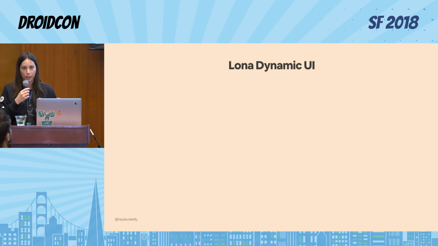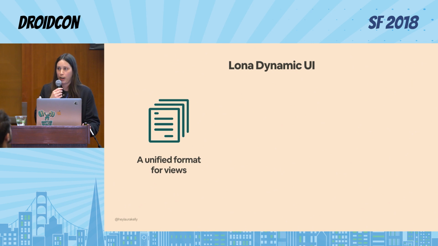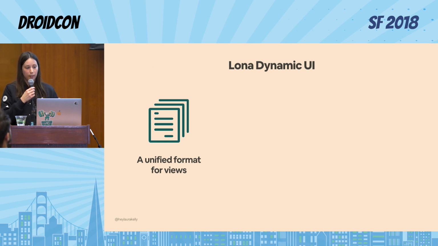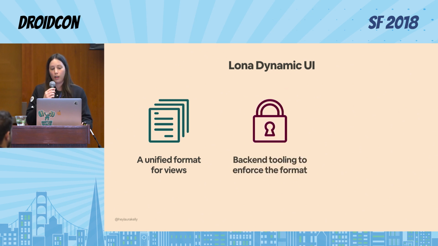And there's essentially three things that Lona offers. First, they have a unified format for views. Think of this as the contract between what the client expects and what the server is sending. It's basically a spec for the server-driven system. Lona also offers some backend tooling to enforce that format.